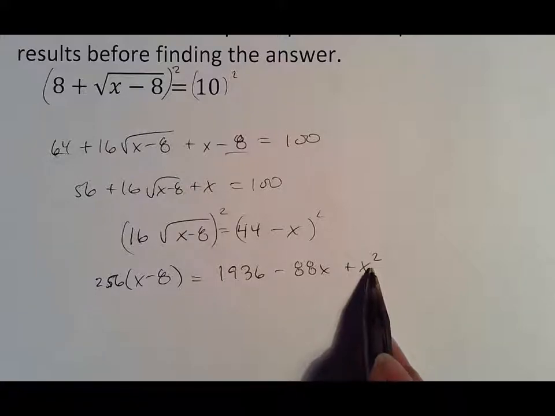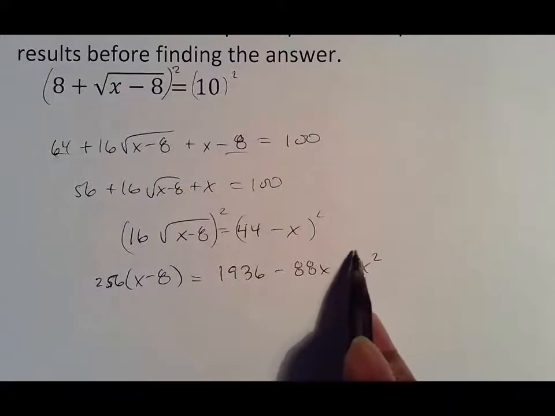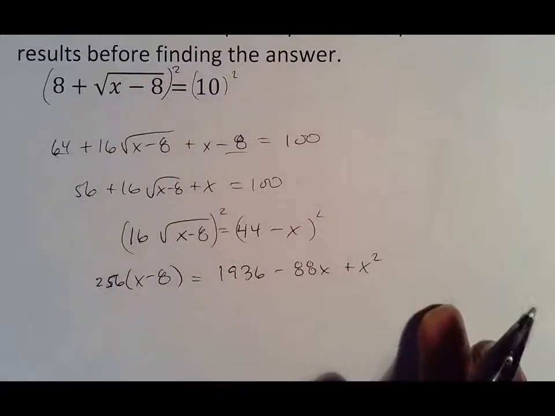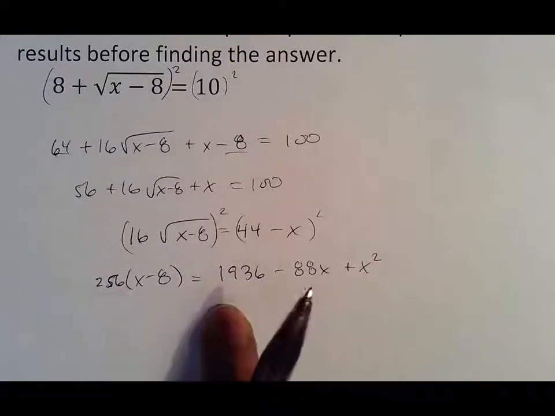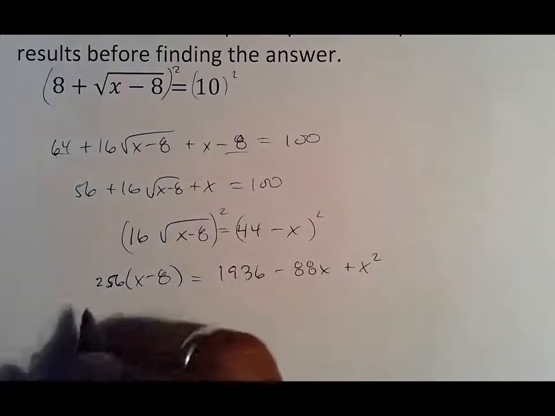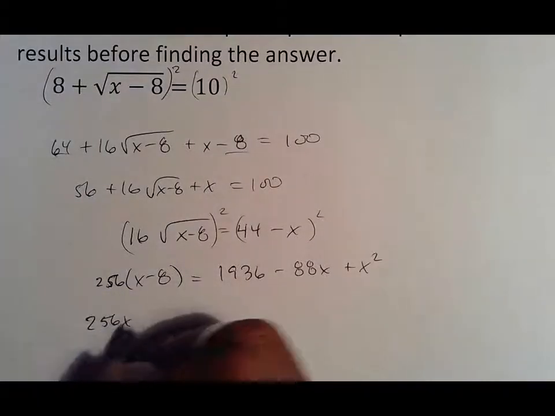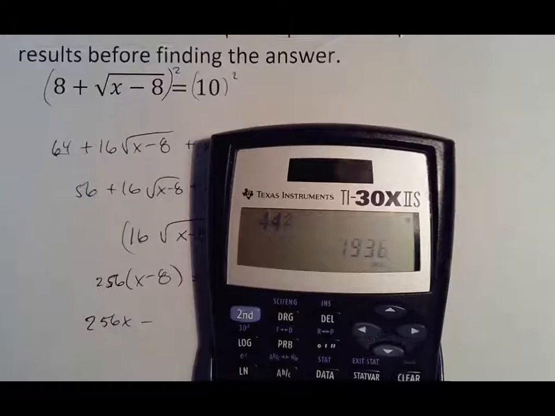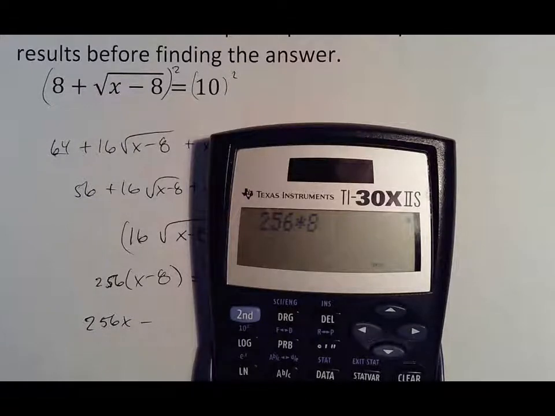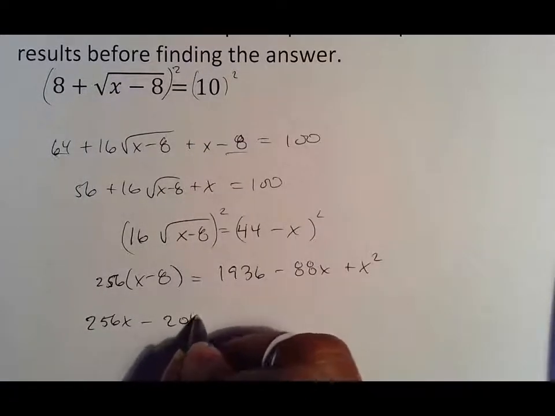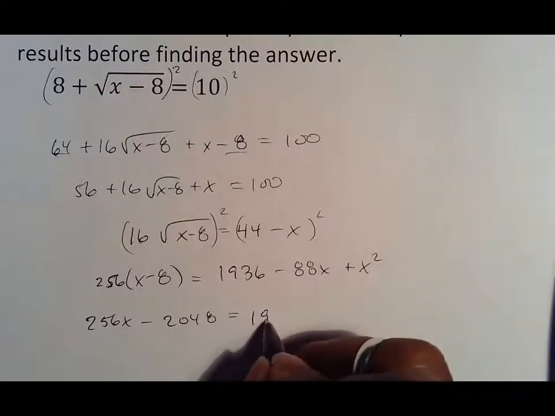Now what I need to do is set this up, because remember, if there's an x squared, everything wants to roll over there. And so in order to roll everything over there, the first thing I need to do is distribute my 256. So it becomes 256x minus 2048 equals all this stuff over here.